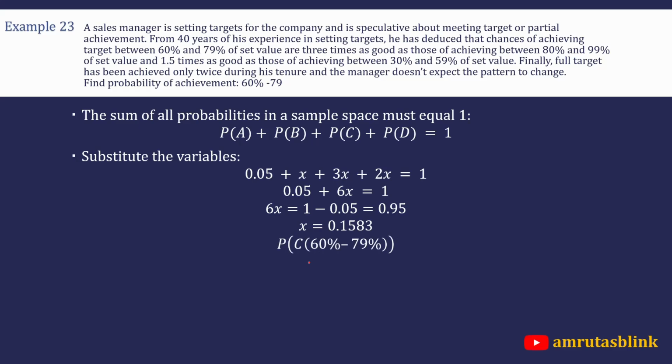And from this we will find out all the probabilities. The value of x is 0.1583, and we need to find out probability of 60 to 79%, which is 3x, and hence 3 into 0.1583, which is equal to 0.4749, and this is your final answer, which is approximately equal to 0.475.